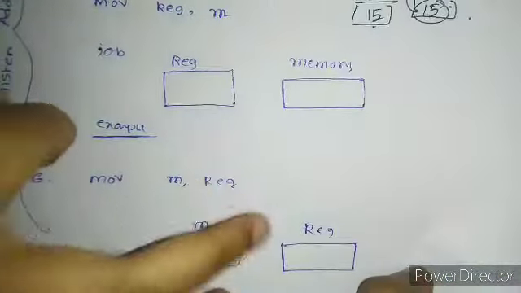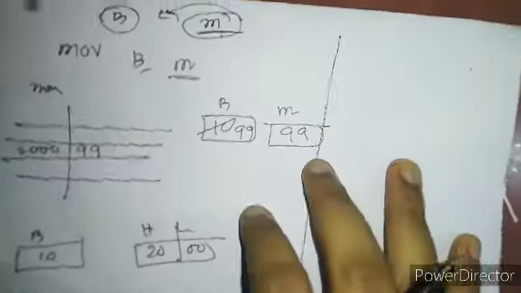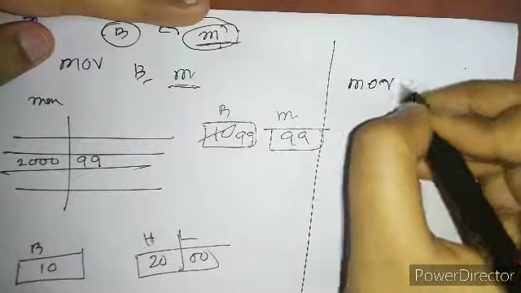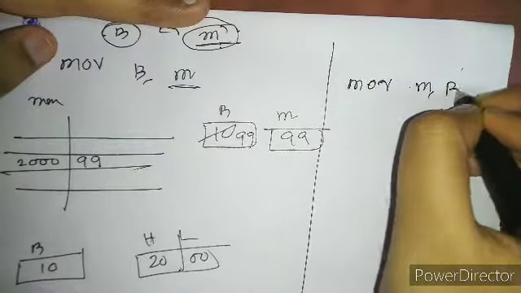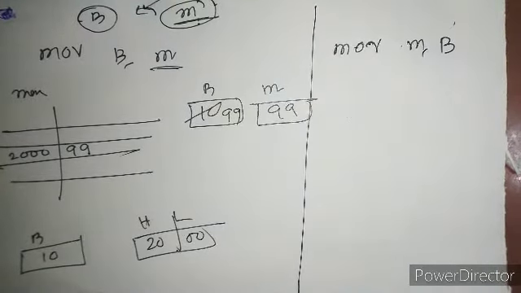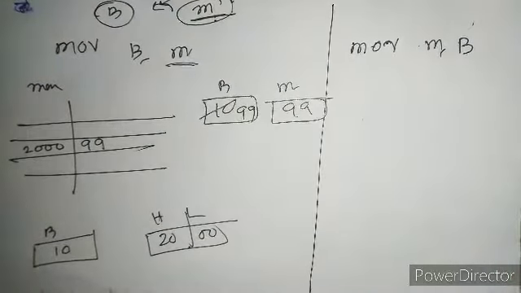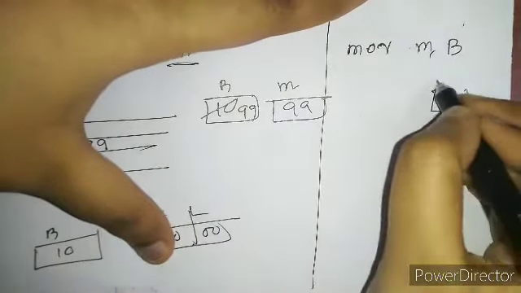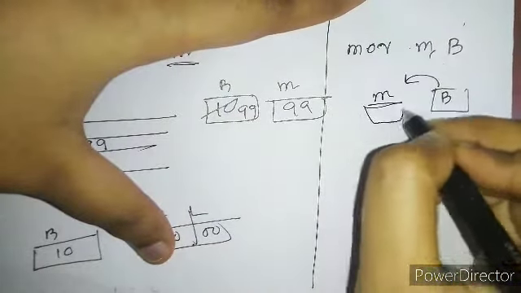MOV M comma register, which is just the opposite of this. Here we have done MOV B comma M. Here you have to do MOV M comma B. Come on, answer it yourself. I will not help you. Do this with me, otherwise you will never get this. Whatever is in B, I have to copy that to M. Right?